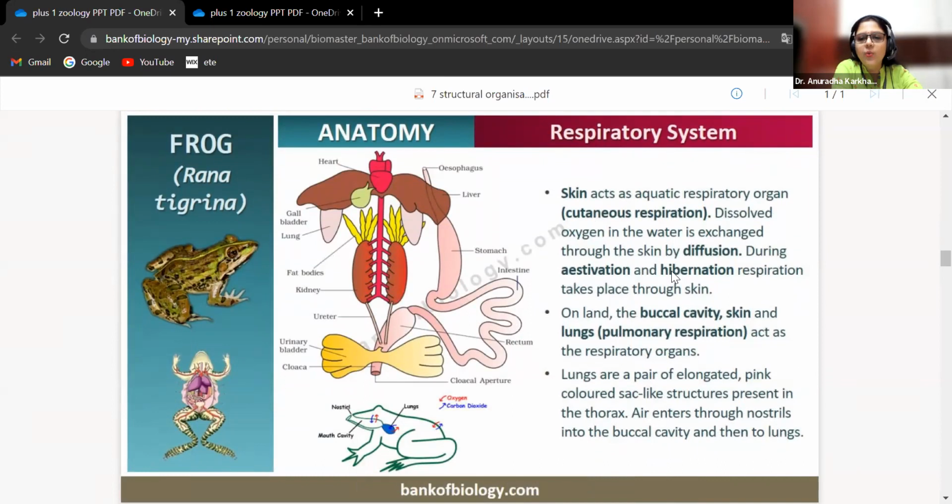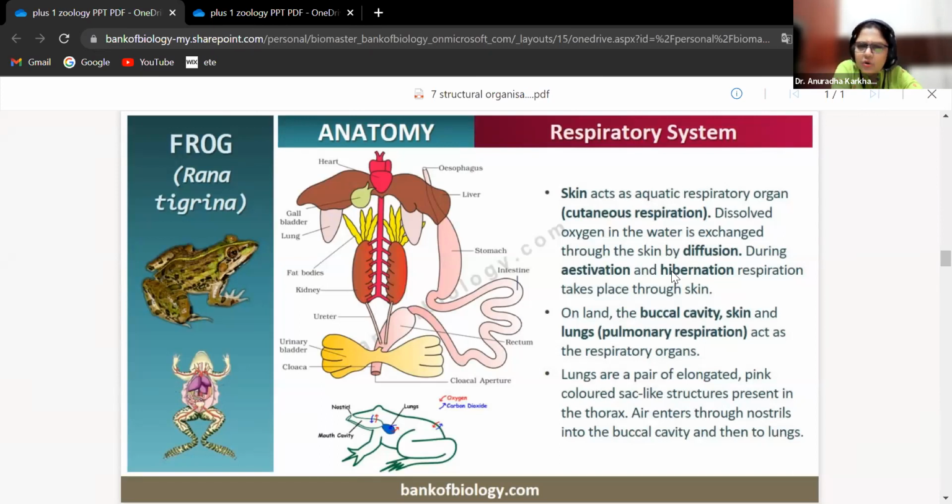Skin acts as aquatic respiratory organ, जिसको हम cutaneous respiration कहते हैं. So whenever the frog is present inside the water bodies, that time the skin will act as respiratory organ. Okay? Dissolved oxygen in the water is exchanged to the skin by diffusion. Simple diffusion. During aestivation and hibernation, respiration takes place through the skin.